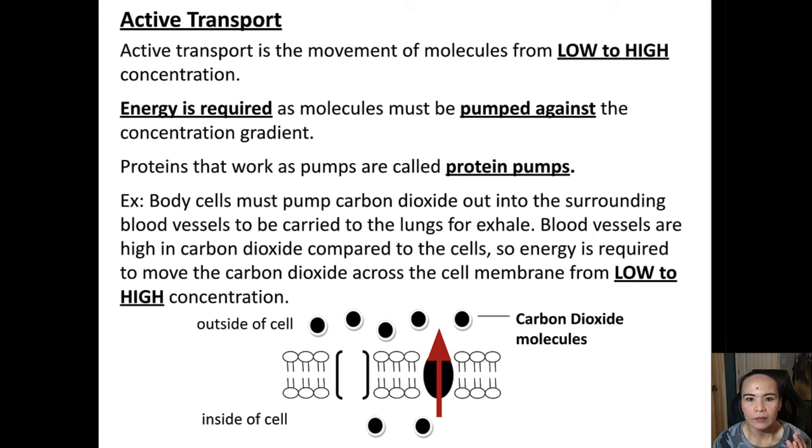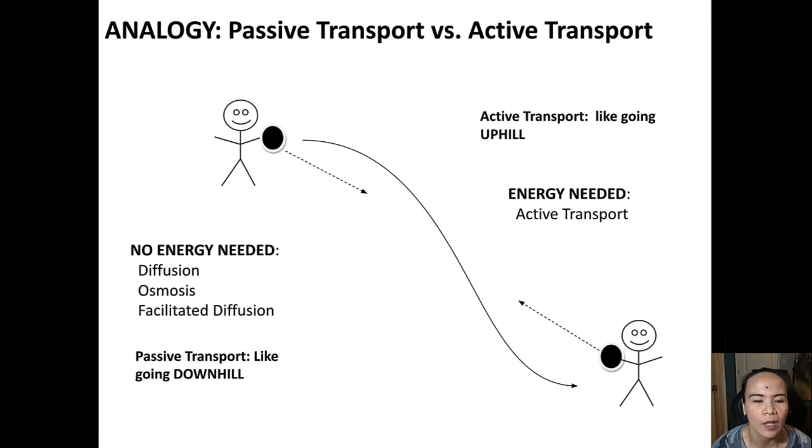For example, the body cells must pump carbon dioxide into the surrounding blood vessels to be carried to the lungs for exhalation. Now, the blood vessels are high in carbon dioxide compared to the cell, so energy is required to move the carbon dioxide across the cell membrane from low to high concentration. So that's an example of active transport.